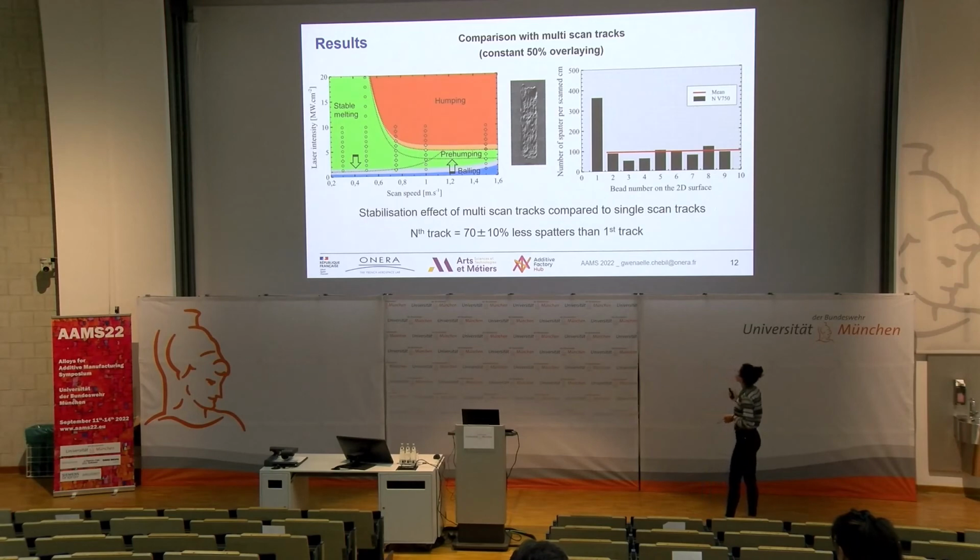And then we compared the number of spatters for the following tracks here, and you can see that it's quite steady, and that globally the following tracks always have about 70% less spatter than the first track. So it was a constant thing for pretty much all the parameters we did there.